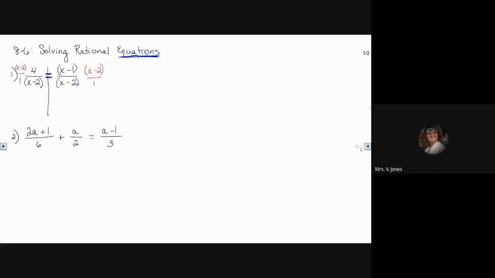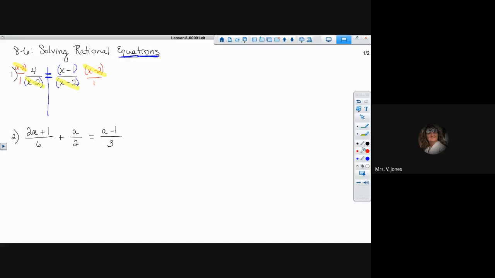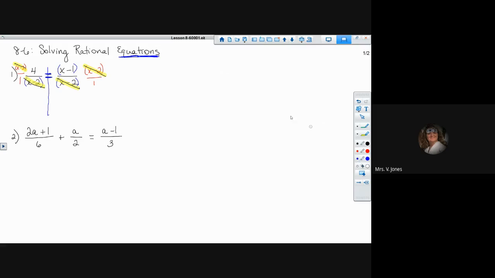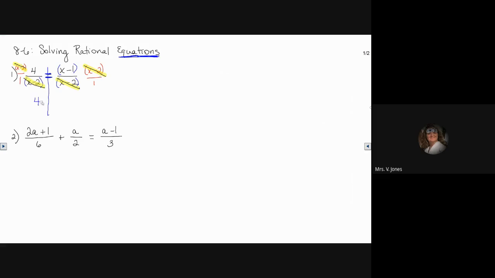What happens when we do that right there, this x minus 2 cancels with that x minus 2, and on the right side, x minus 2 cancels that one. Okay, if it helps, if you have trouble seeing that, the x minus 2 on the right canceled that one, x minus 2 on the left canceled that one. All right, so what you would end up having left is, on the left side, all we have is 4 over 1, which is 4. On the right side, all we have is the x minus 1 over 1, which is just x minus 1.